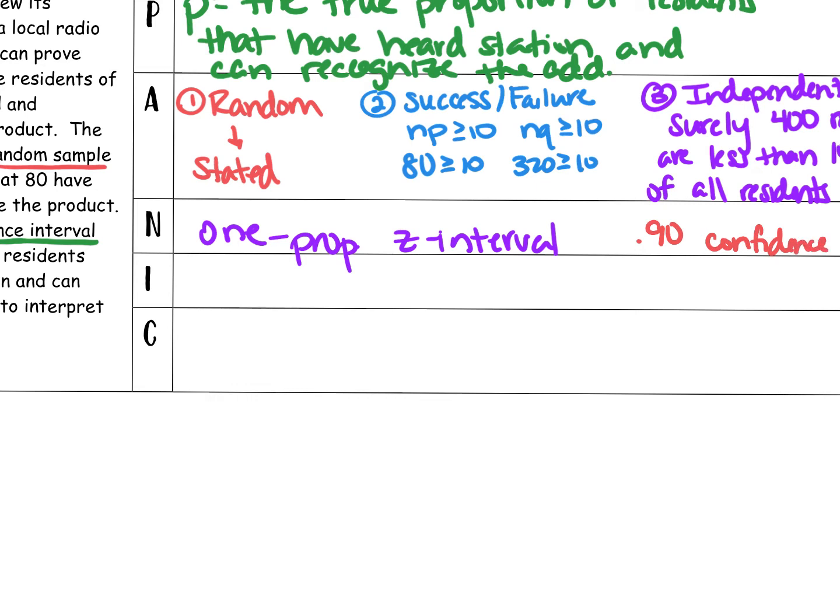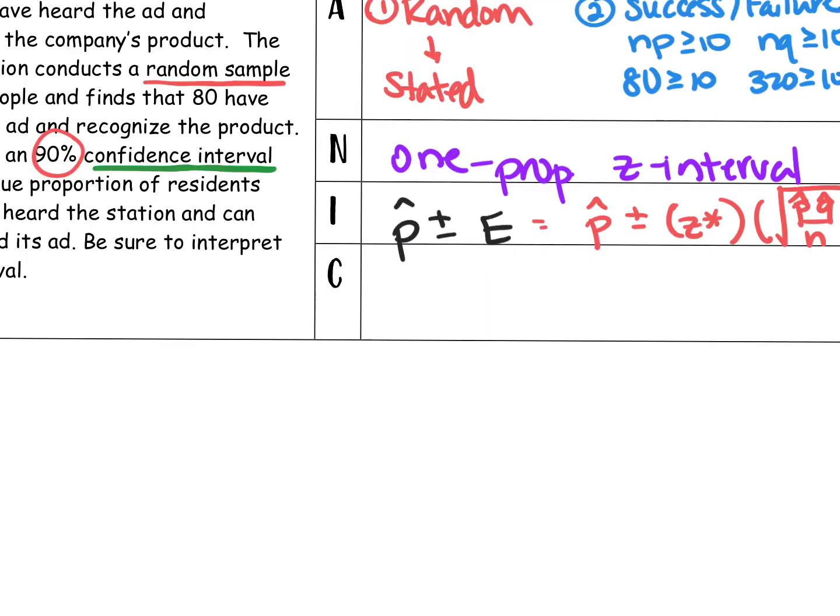And then I want to actually construct the interval. If I can remember it, I know the interval is p hat plus or minus e. You can write out what the interval is, and this would be equal to p hat plus or minus e, where e is z star times the square root of p hat q hat over n. Now, for this particular problem, for p hat, there were 80 successes out of the 400 people. So our p hat here is going to be equal to 0.2.